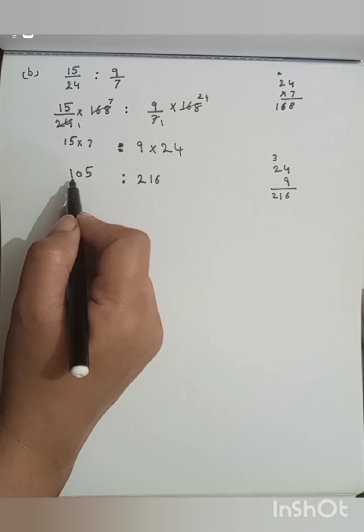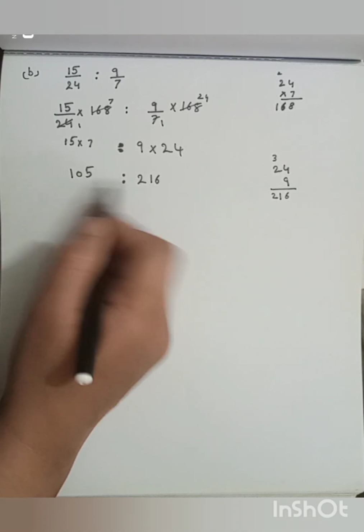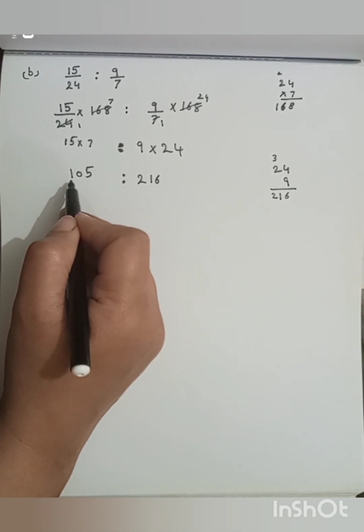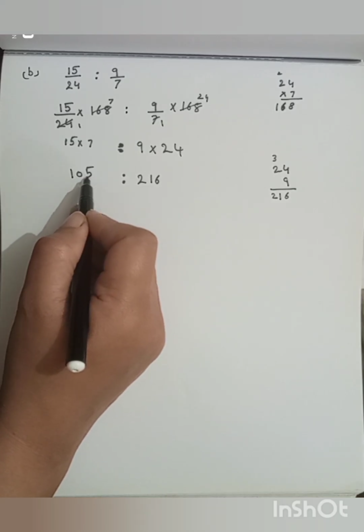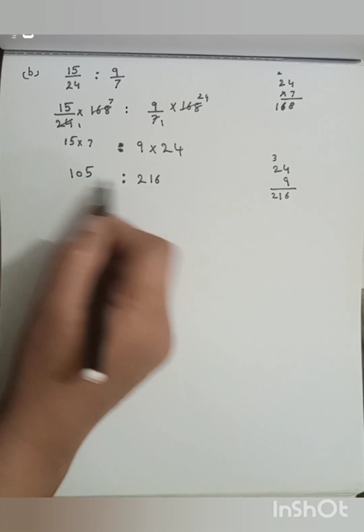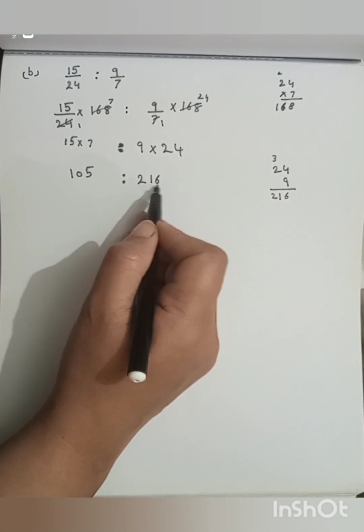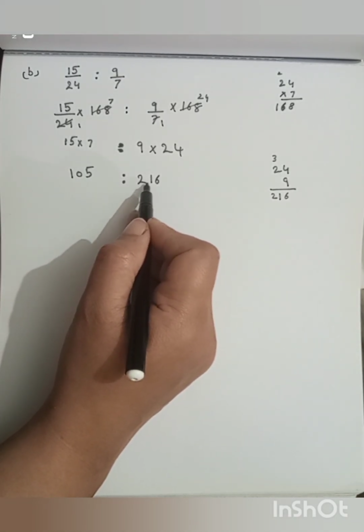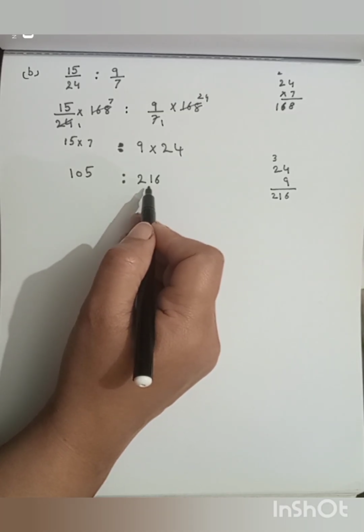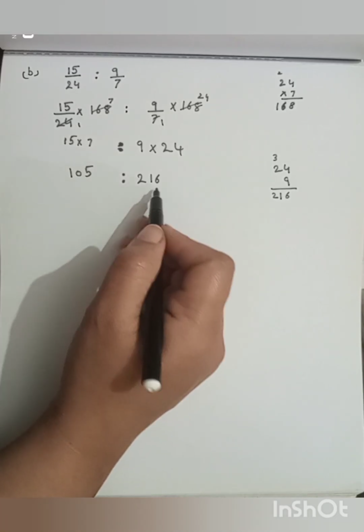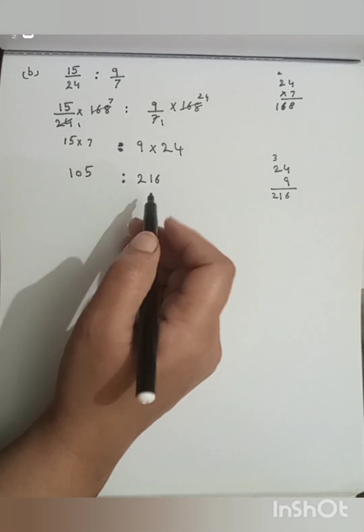Now for finding whether both sides are divisible on 3, we should add the numbers. Here we have 1 plus 0 plus 5. We will get 6. So 6 is divisible on 3. Now by adding these numbers, that are 2 plus 1 plus 6, we will get 9, and 9 is also divisible by 3. So it means that both the sides are divisible by 3.